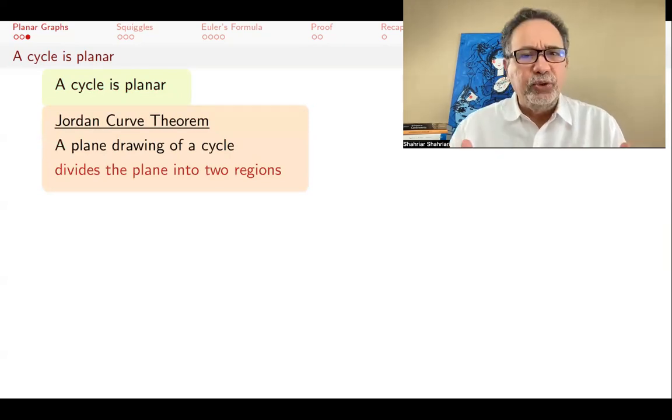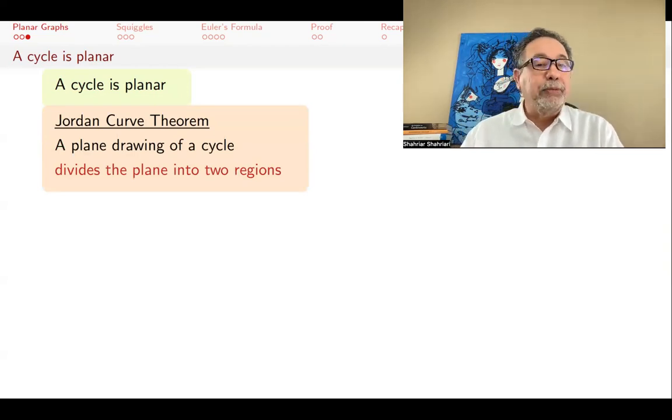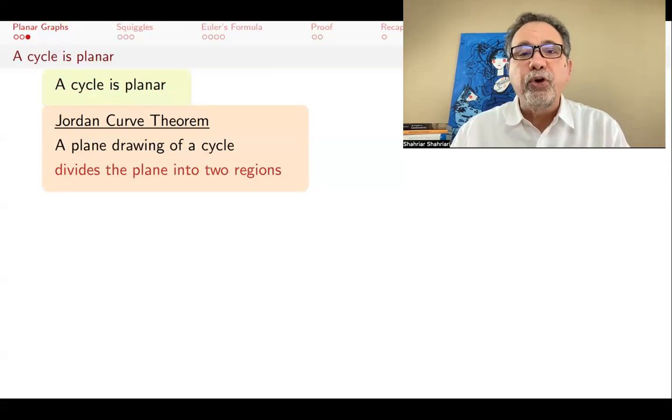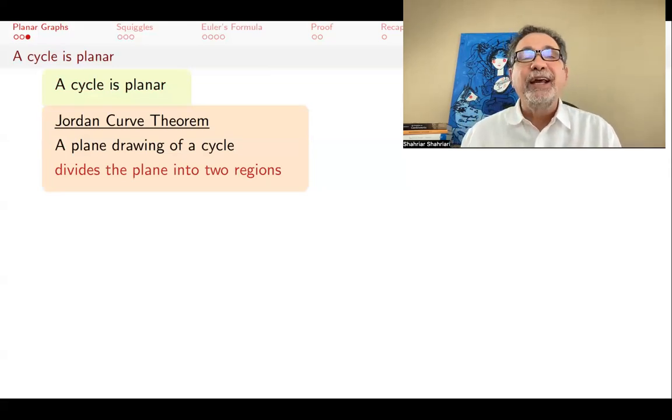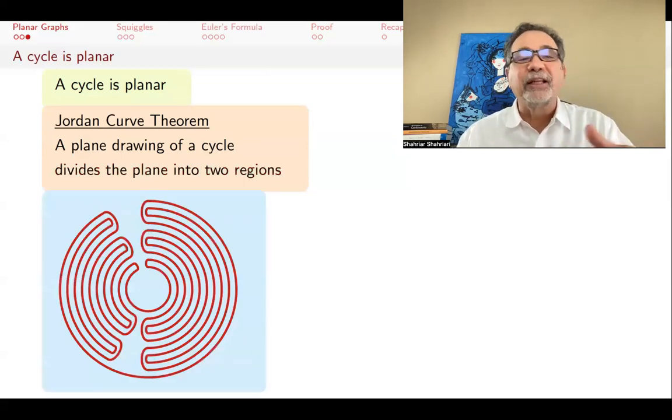into 2 regions. This intuitively seems obvious for finite cycles, which is the thing that we're interested in graph theory most often. This is not hard to prove, but in topology, one gets to prove this for not just finite cycles, but infinite cycles, but also for just any non-intersecting curve. And the proof in that case is not that easy. And one reason is that a plane drawing of a cycle can be complicated, like this one here.